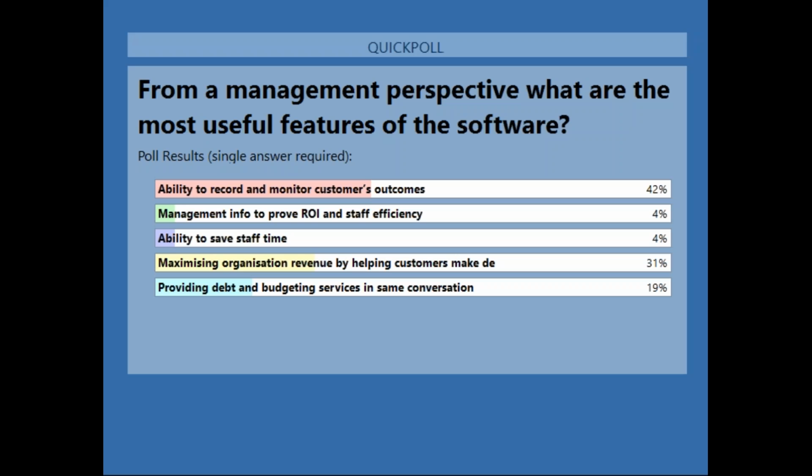I can reveal that the most important feature you have told us is the ability to record and monitor customers' outcomes, at 42%. Second is maximising the organisation's revenue by helping customers to make decisions, at 31%, and at 19% providing debt and budgeting services in the same conversation. Equally at 4% are management information to provide return on investment and staff efficiency, and the ability to save staff time. So a clear winner in terms of the most important feature from a management perspective: the ability to record and monitor customers' outcomes.